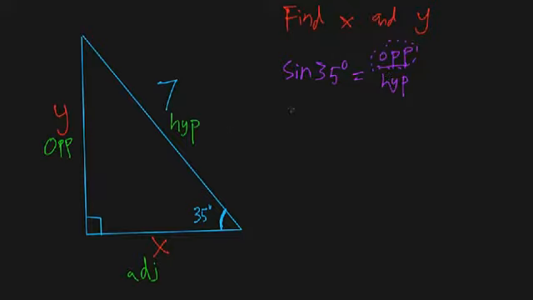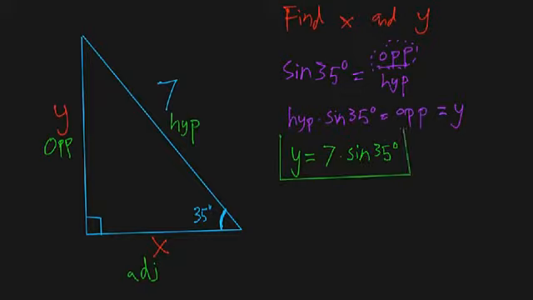So let's very simply multiply both sides by the hypotenuse. We get that hypotenuse times sine of 35 degrees is our opposite side. And we know that our opposite side is y. So from this we can simplify: y equals the hypotenuse, 7, times sine of 35 degrees. Alright, very simple. And we've used our trigonometry functions to find the length of another side.